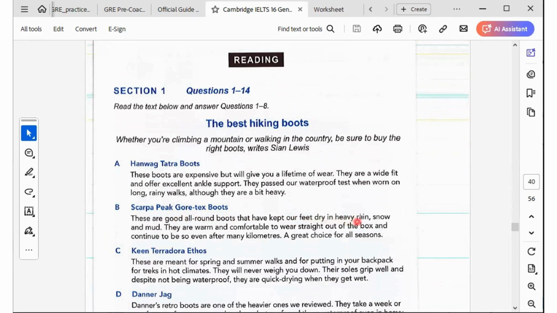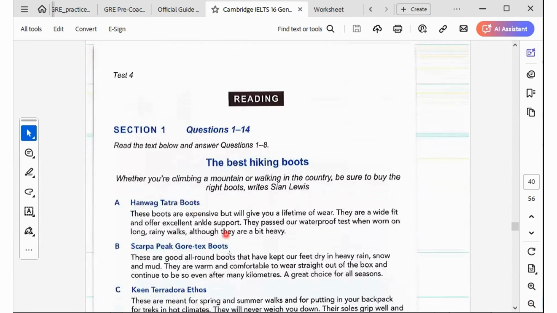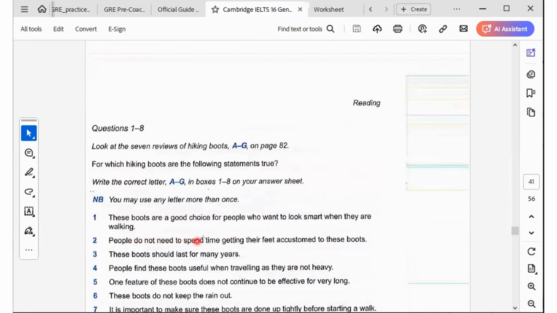They kept our feet dry in heavy rain, snow, and mud. They are warm and comfortable to wear straight out of the box. Straight out of the box. Where is it? People do not need to spend time getting their feet accustomed to these boots. In other words, you can pick them from the box and wear them. That's number 2. That's statement number 2, straight out of the box. You can wear them straight out of the box. You don't need to spend some time and get your feet used to them. That's the meaning of wear straight out of the box. So paragraph B can be matched to statement number 2.